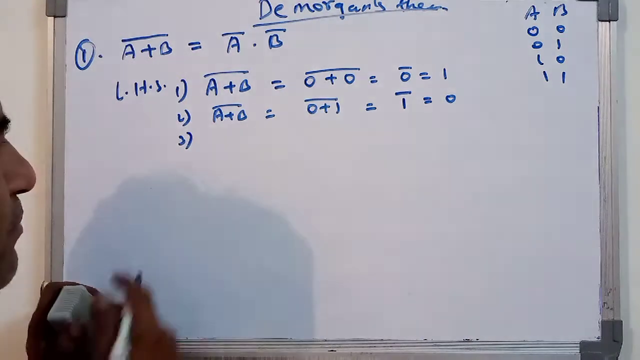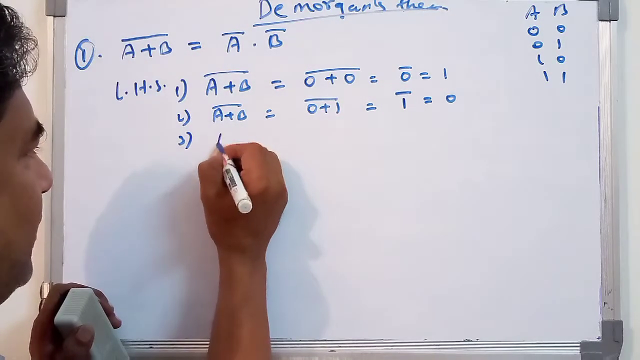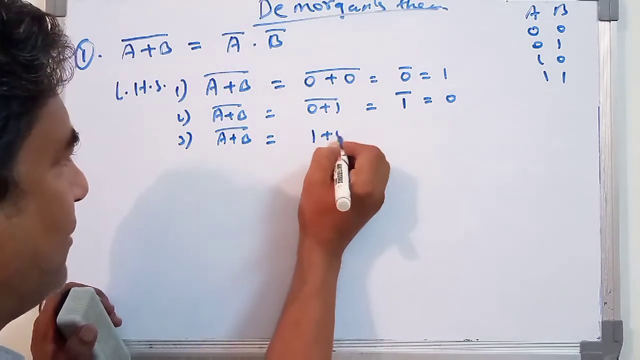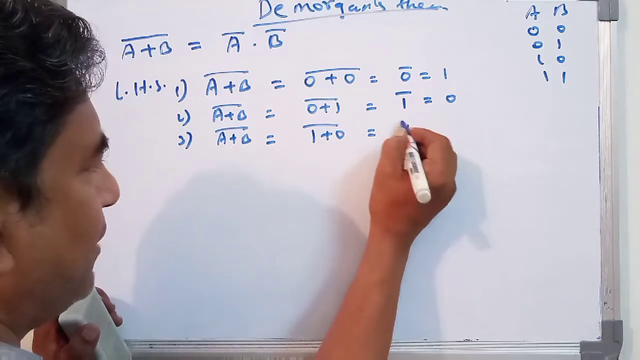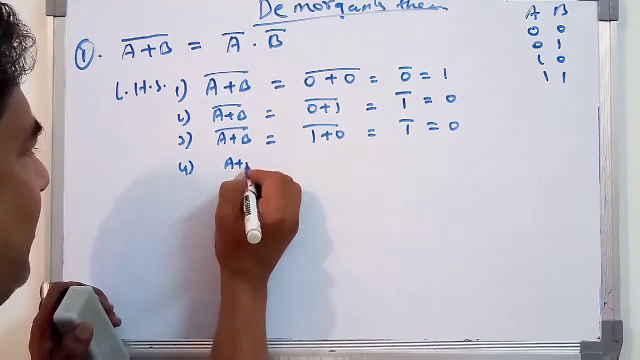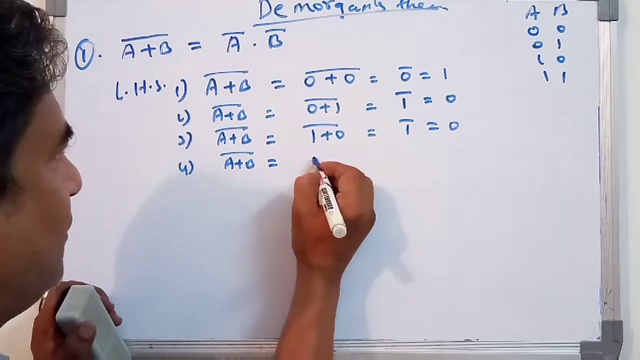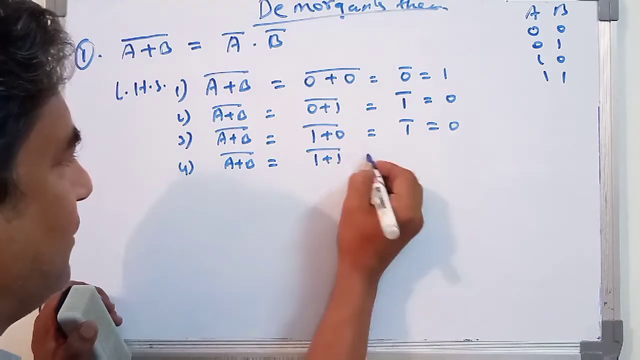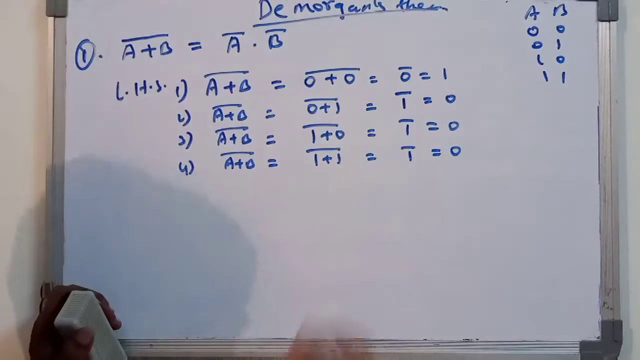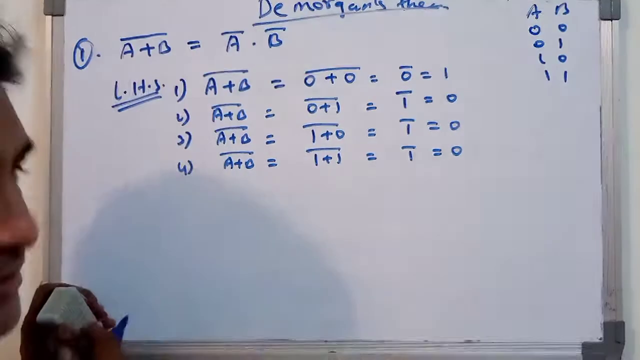Then the third, a plus b whole bar is equal to 1 plus 0 whole bar is equal to 1 bar is equal to 0. Then the fourth, a plus b whole bar is equal to 1 plus 1 is equal to 1 bar is equal to 0. Okay, that is all of the left hand side.